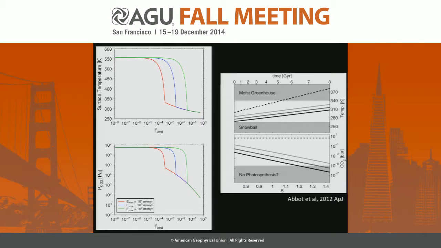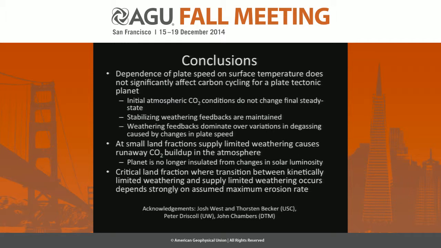And just the last point before I wrap up is that this maximum erosion rate I picked, which sets the supply limit on weathering and the cap on the weathering rate, is fairly arbitrary. Of course, we don't really know what that is. What I showed in the previous results is probably a maximum that can be reached. If you vary that, then you can end up causing this transition to transport or supply limited weathering at larger land fractions. I'm about out of time here, so I'll just skip to the conclusions. And I just want to acknowledge Josh West, Torsten Becker, Peter Driscoll, and John Chambers for their help. Thanks.